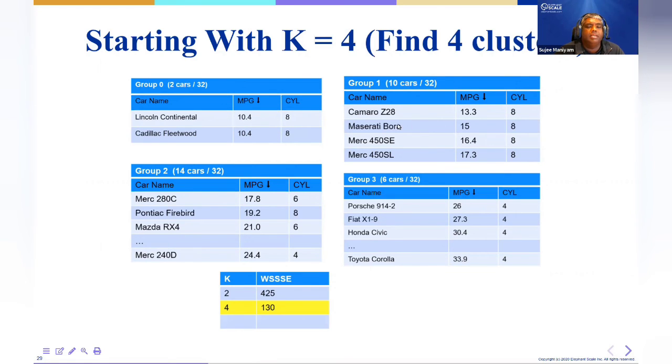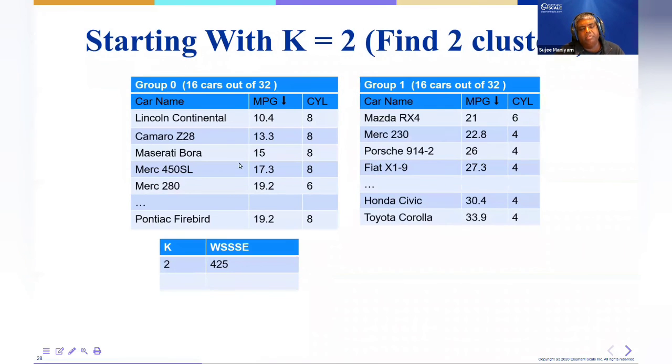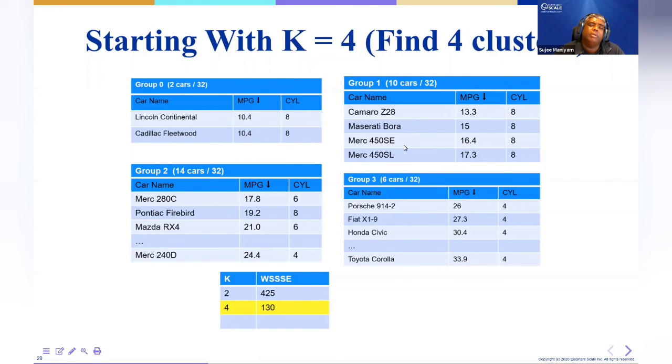All right, let's look at the next group. These are around 15 plus or minus miles per gallon, and most of them are 8-cylinder cars. As you can see, these groups are now much more uniform compared to the 2 groups we had earlier, which were a little mixed. These 4 groups seem pretty well sorted out. Let's look at group 3: 6 cars out of 32, higher mileage, high 20s and low 30s, and mostly 4-cylinder cars.